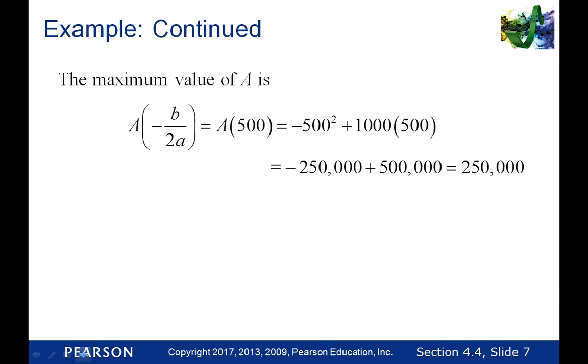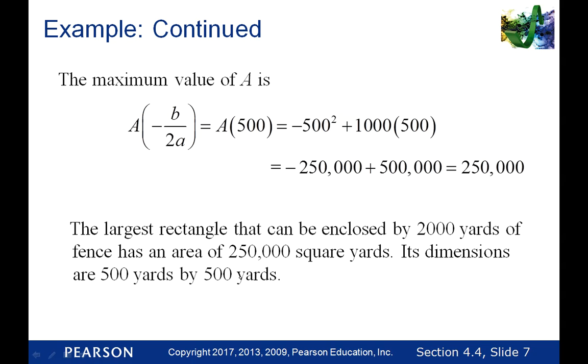250,000 square yards. So the dimensions, well, if the x is 500, so you got 2 of those, that's 1,000. How much is left for the width? That's another 1,000. Split it into 2. It's a 500 by 500 feet, a square field.